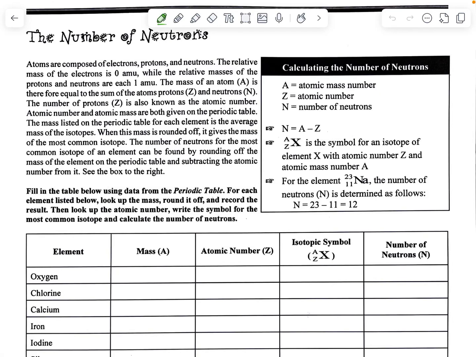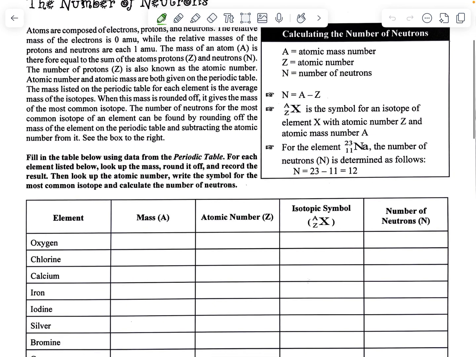Okay, so this worksheet is talking about calculating number of neutrons, and there's a whole bunch of reading up here, which you should probably do. It says, fill in the table using data from the periodic table. For each element listed below, look up the mass, round it off, record the result, then look up the atomic number, write the symbol, etc., etc.